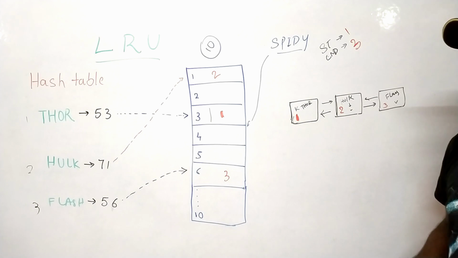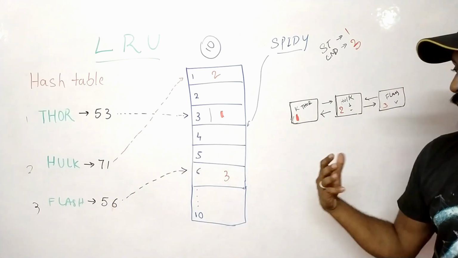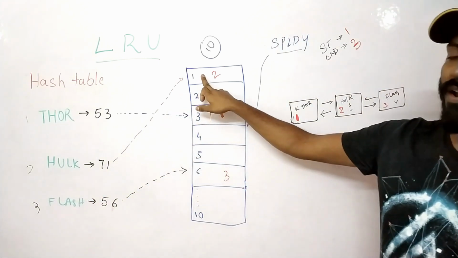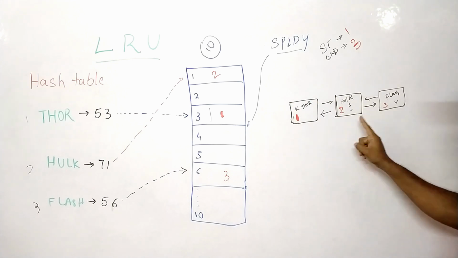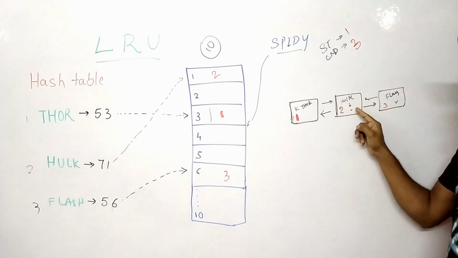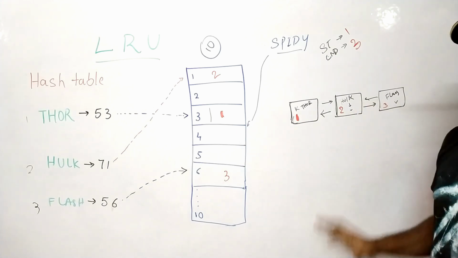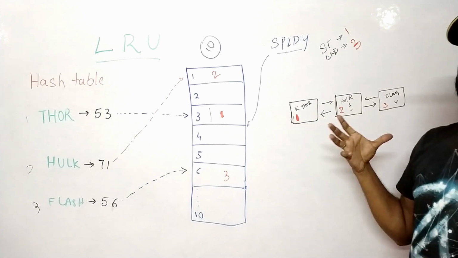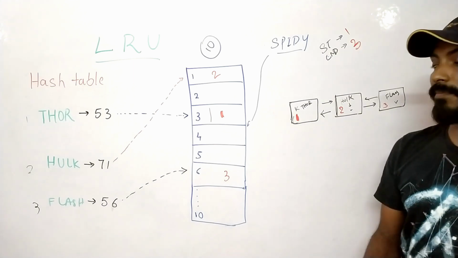So now anytime we get any key, we can get the value in order of 1 time. Say, for example, we want to access Hulk, whose hash value is 71. We go to bucket 1, we know the address of the node, so we go directly to this particular node, and then we get the value associated with Hulk and just return it back. So everything is still working the way it was supposed to. Now, how will this bidirectional linked list help us figure out LRU? That's the trickiest part.